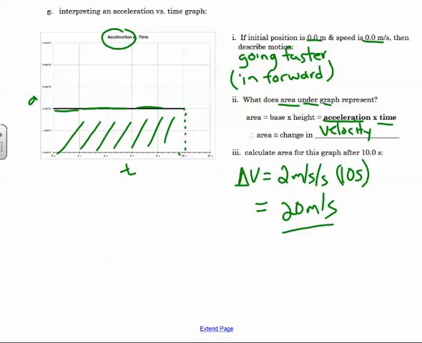Okay, so that concludes our discussion on this concept of acceleration. If you have any questions, be sure to ask.